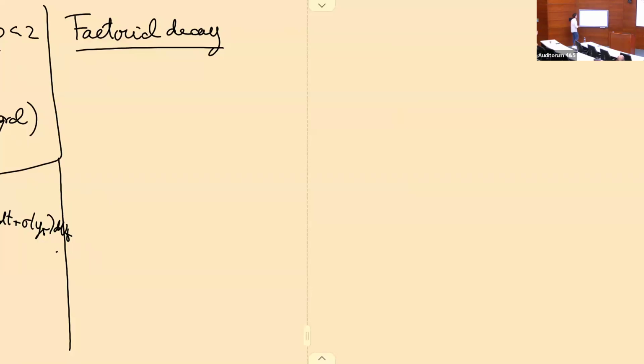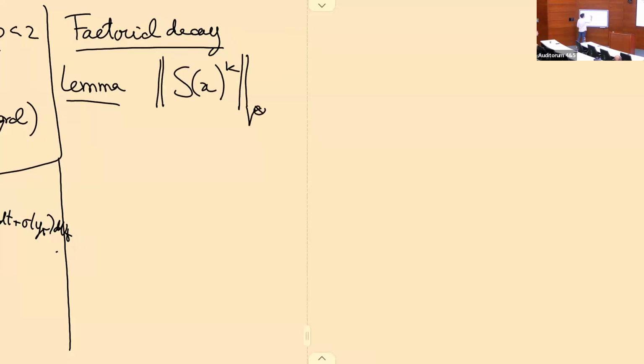So let me write down this one. What is this factorial decay? Another lemma. If I take the signature of a path X and I look at level K, and then I take the norm in V tensor power K, this is bounded above by the one variation of the path to the power K divided by K factorial. Sorry, I'm not writing all the notation, but this is the one variation of the path, and this is the factorial decay. So things decay very fast.